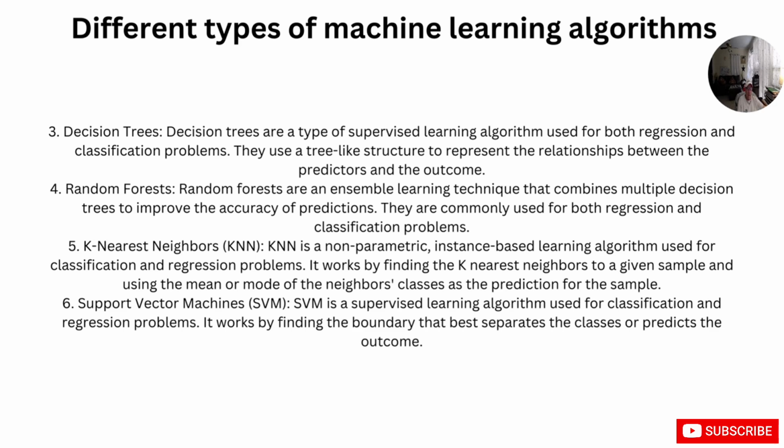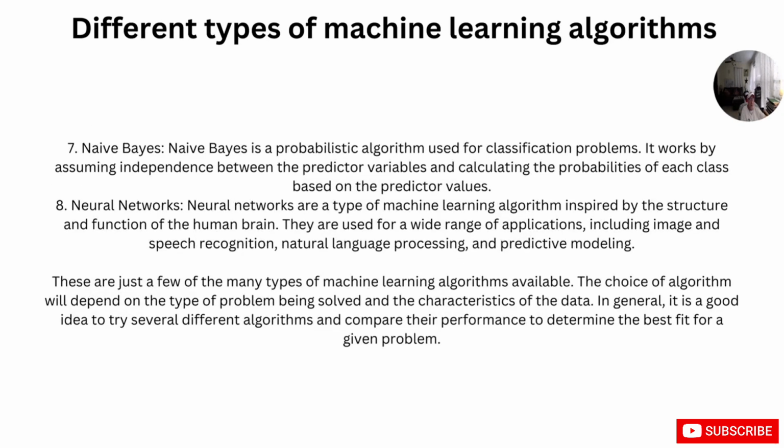Number six, support vector machines. SVM is a supervised learning algorithm used for classification and regression problems. It works by finding the boundary that best separates the classes or predicts the outcome. Number seven, naive Bayes. Naive Bayes is a probabilistic algorithm used for classification problems. It works by assuming independence between the predictor variables and calculating the probabilities of each class based on the predictor values.